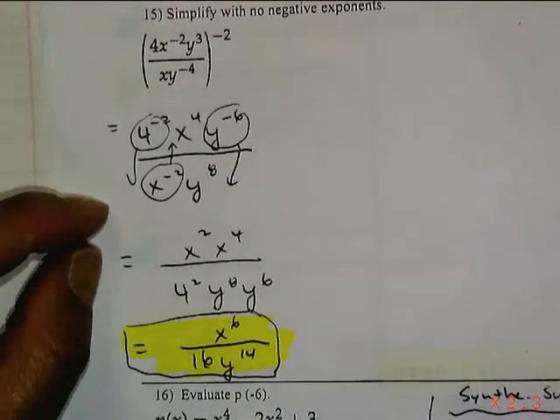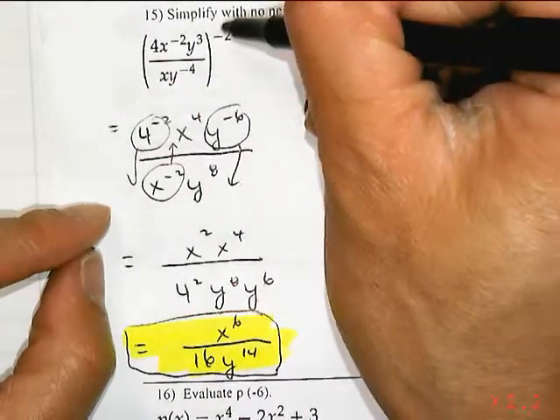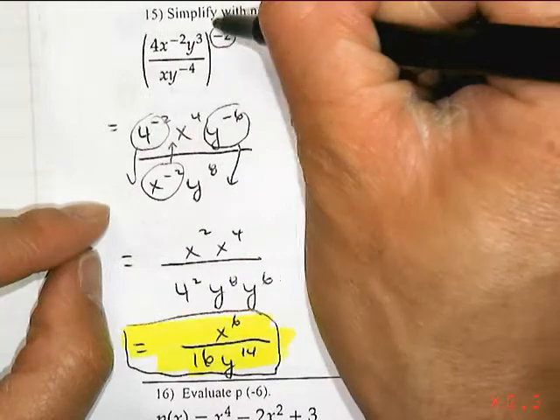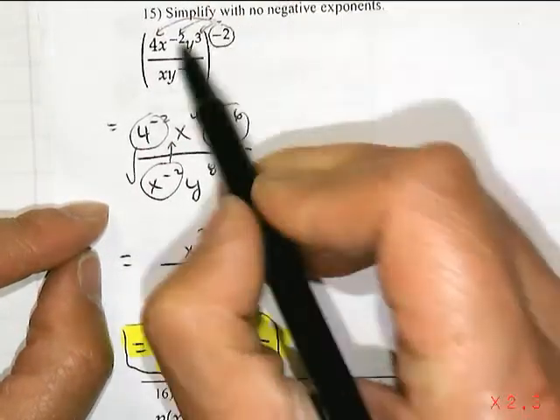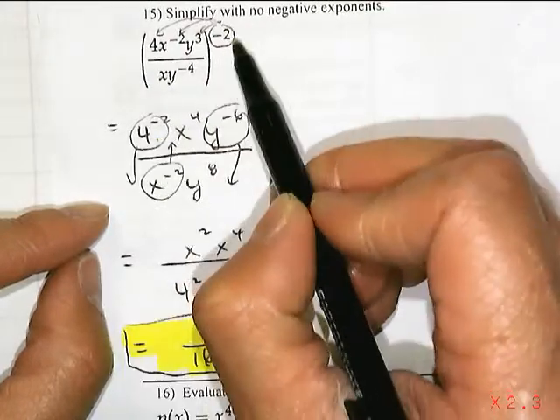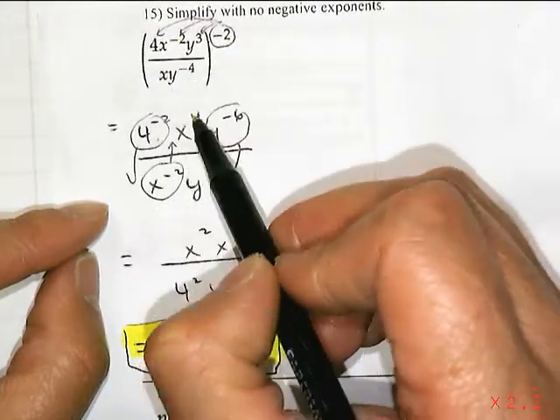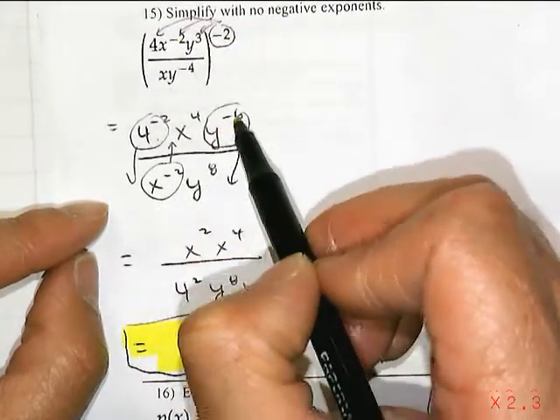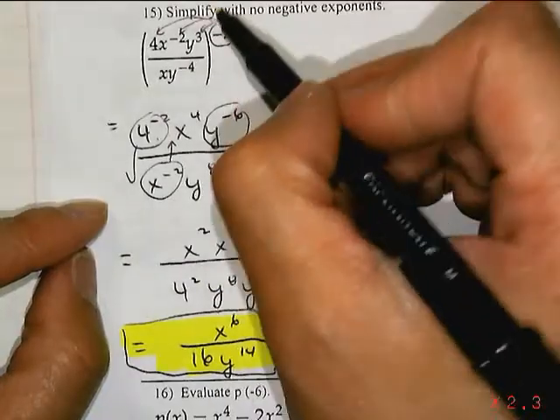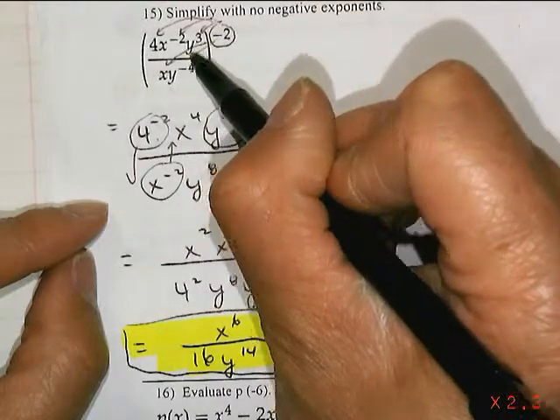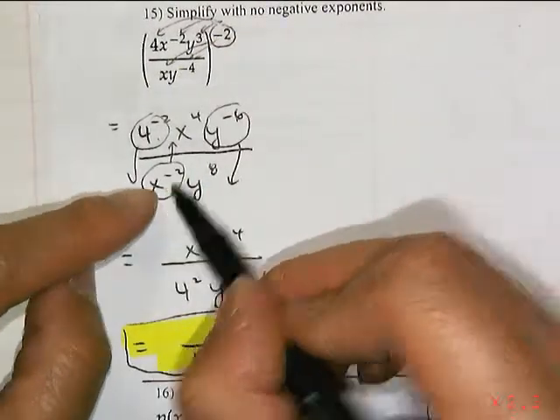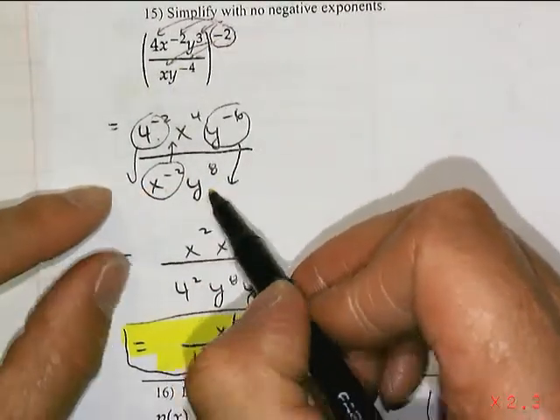Simplify with no negative exponents. What I did is I distributed this -2 first, even to that 4. So I get 4 to the -2. -2 times -2 is to the 4th power, and that becomes y to the -6. And you also need to distribute this now to the exponents in the denominator. So that becomes x to the -2. That's y to the +8.